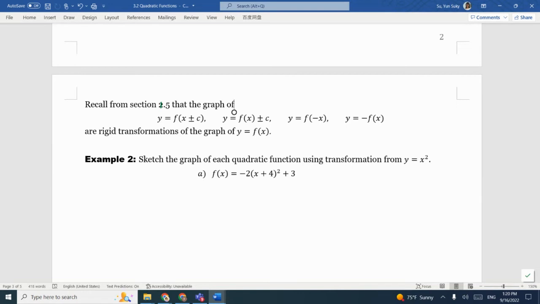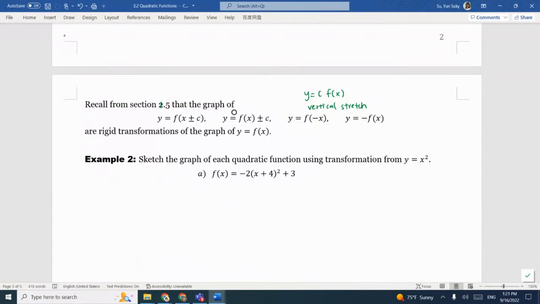And how about minus in front of x? Reflection over the y-axis. How about the minus sign in front of f of x? Reflection over the x-axis. And the one we just talked about, y equals c times f of x, is a vertical stretch. Yes, everybody?